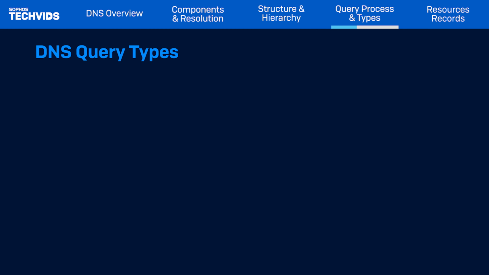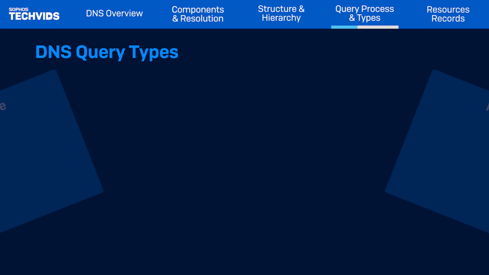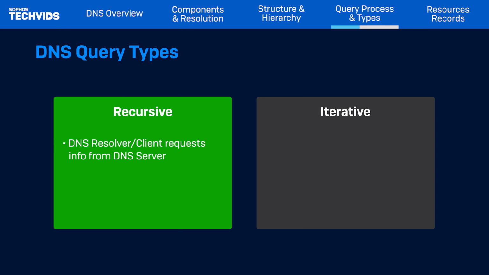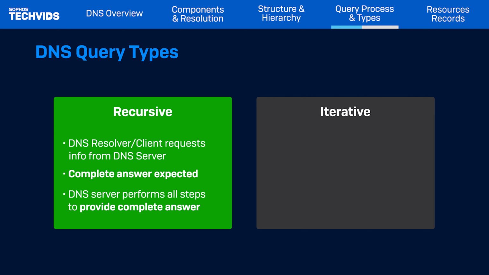This process illustrates a DNS query and answer. There are two types of each. The first query type is a recursive query. Here, a DNS resolver or client requests information from the DNS server and expects a complete answer. The DNS server performs all necessary steps to gather the information from root servers to authoritative servers and provides a final answer to the client. This is what we saw in the example.